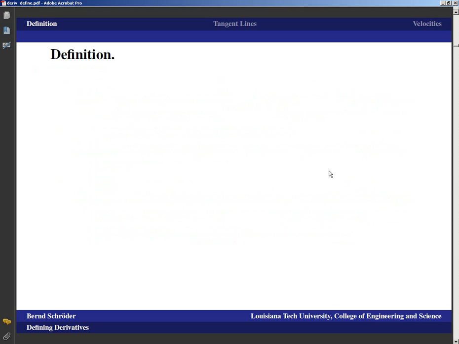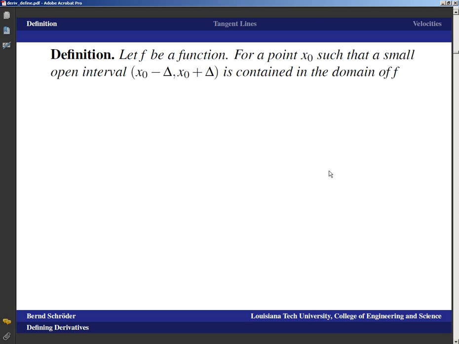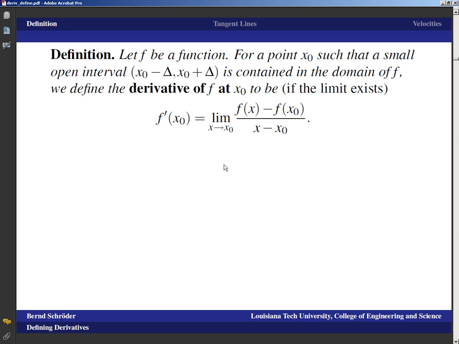So let's take a look at the definition here, and it's not surprising at all. If f is a function, then we're going to look at a point x0, so that a small open interval from x0 minus delta to x0 plus delta is contained in the domain of f. We remember that from talking about limits. We need a little bit of wiggle room to the left and to the right of the point. Then we define the derivative of the function at x0 to be the limit of difference quotients. The difference quotients are the average rates of change, f of x minus f of x0 divided by x minus x0. We take the limit as x goes to x0, and we call that thing the derivative, which is also denoted by f prime.